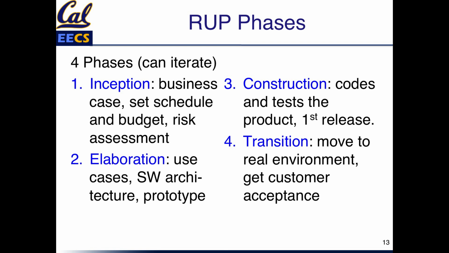And the last phase, called transition, is where you move to the real environment where the software is supposed to be running, and you get the customer to sign off on it, customer acceptance. So that's the 4 phases of RUP.